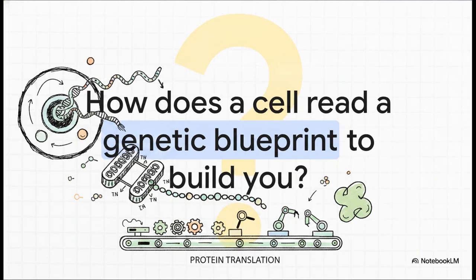It's a really profound question, isn't it? How does a cell read a microscopic genetic blueprint and physically construct the machinery of life? Well, today we're breaking down this highly coordinated biological assembly line known as protein translation. We're going to look at the specific machinery, the exact sequence of events, and those remarkable finishing touches that turn simple chemical codes into a functional reality.